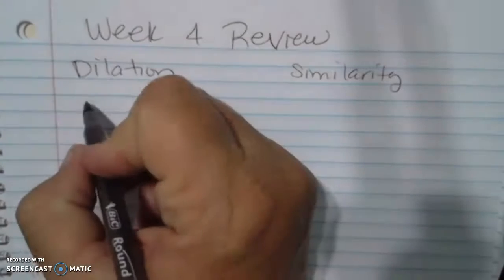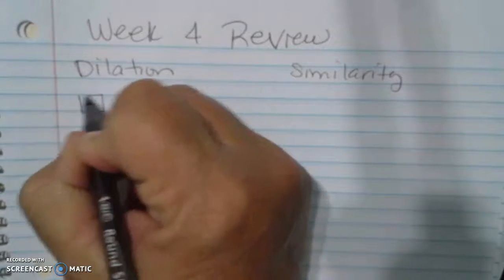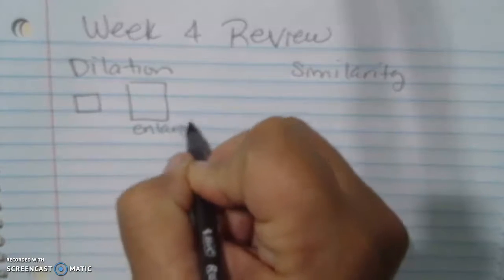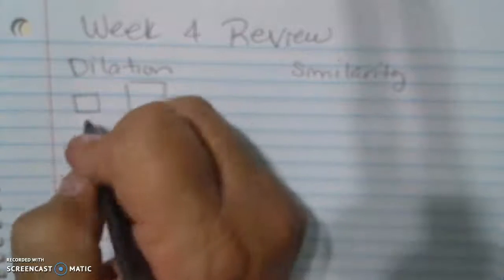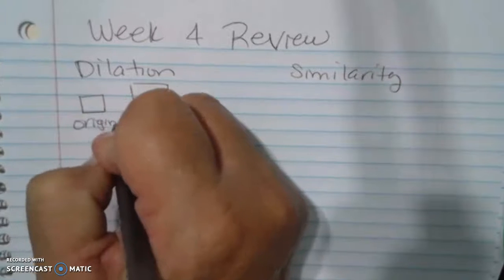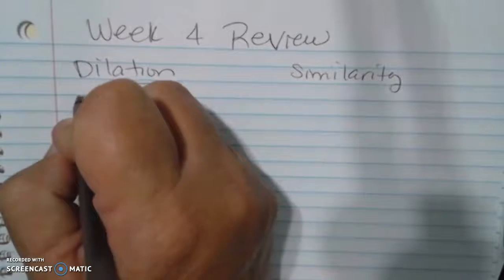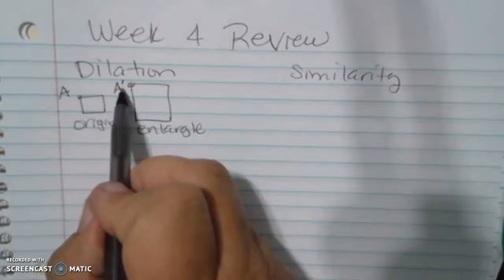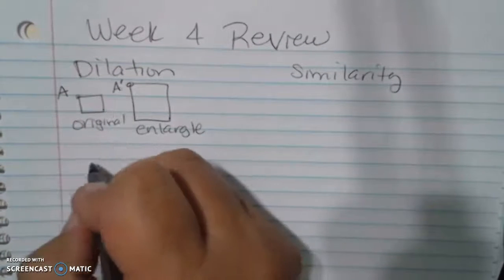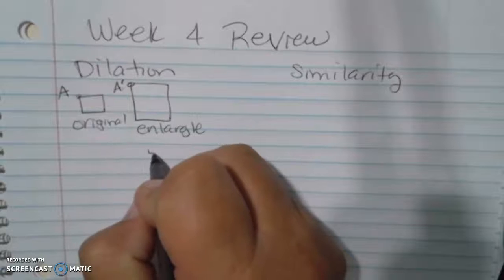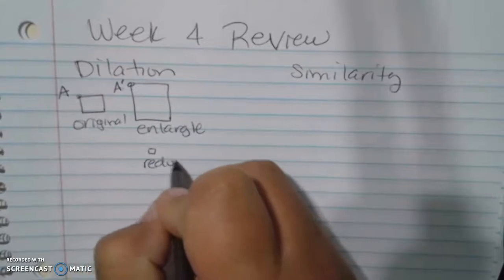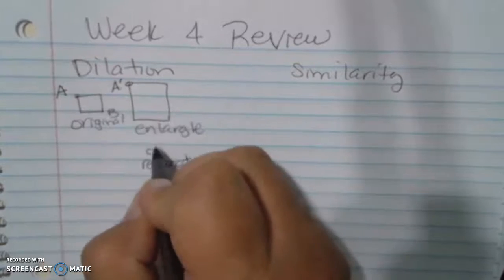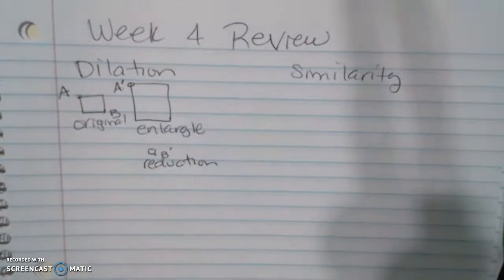A dilation is where you take an object and you either enlarge it. This is your original figure, and I'll call this point A, and then the enlargement would be A prime. So the new figure always has this little apostrophe on it. Or the figure could be a reduction. And if this is point B, again, this point down here would be B prime.